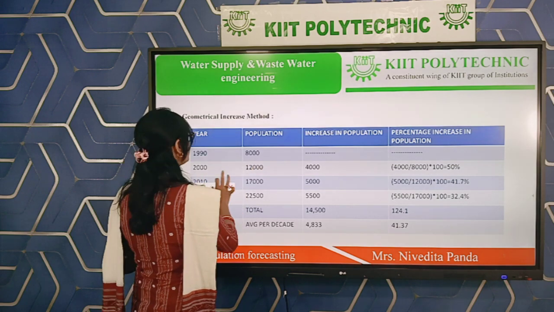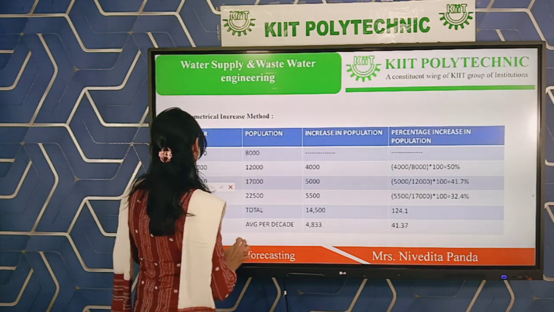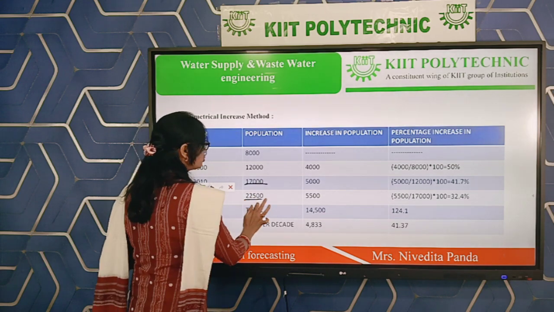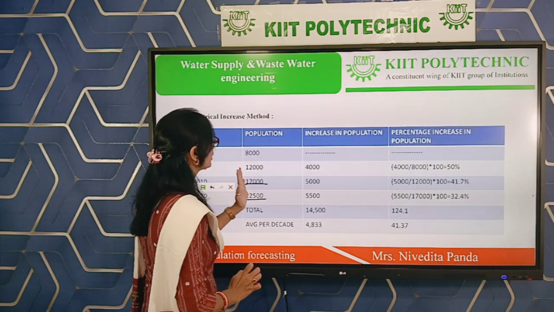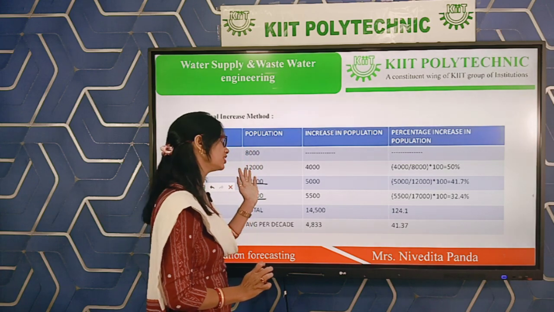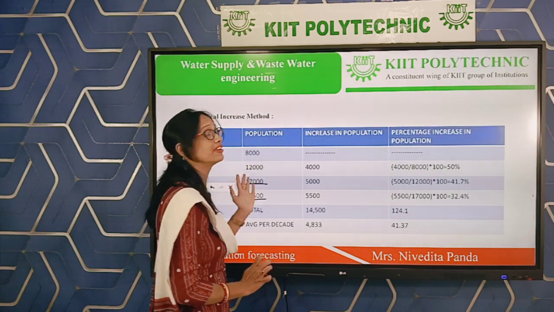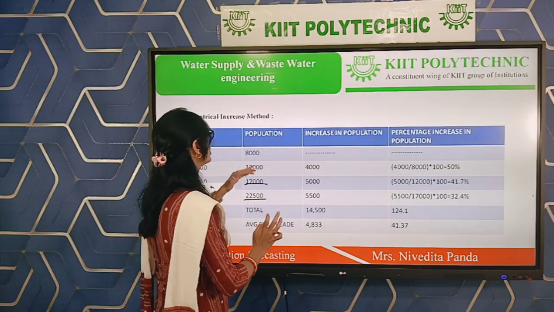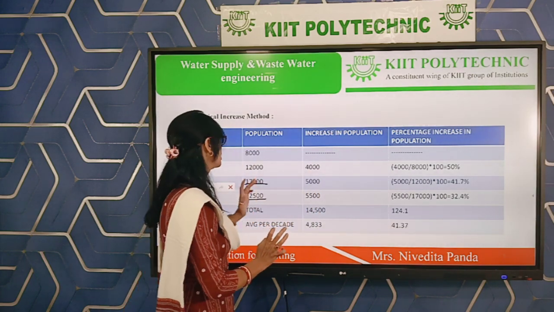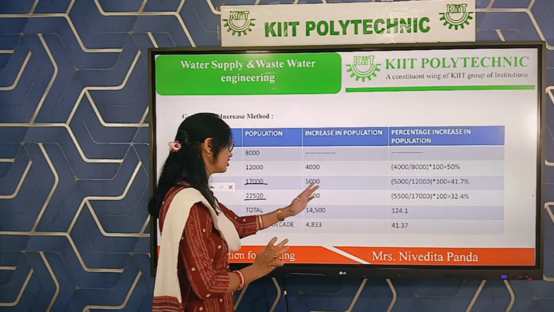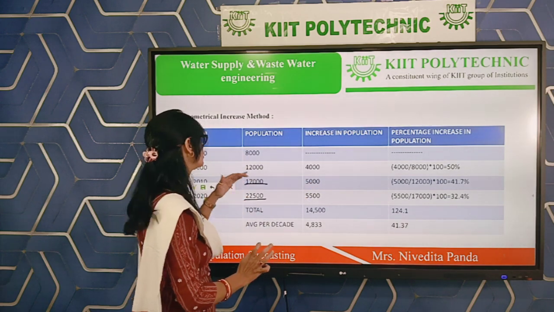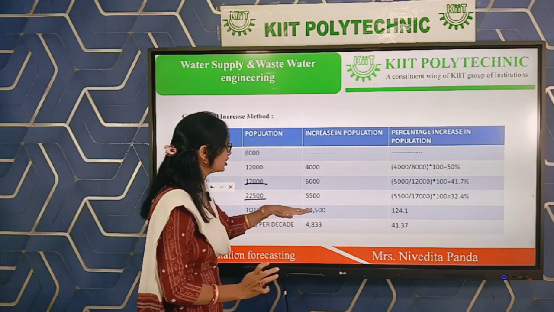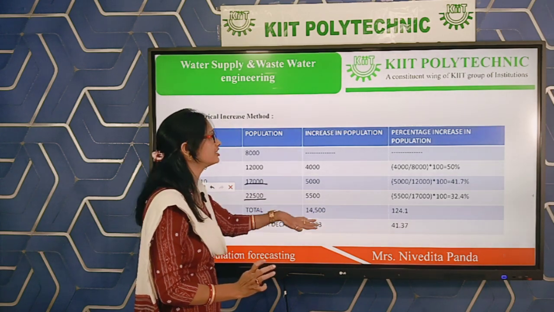So in 2000 it is 12,000, in 2010 it is 17,000, 2020 it is 22,500. As in the previous year, what we did in the arithmetical increase method, we can repeat here, just finding the difference from 12,000 to 8,000, from 17,000 to 12,000, and from 22,500 to 17,000. We are just finding the difference, then calculating the total increase in population.